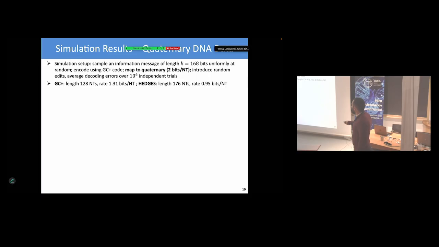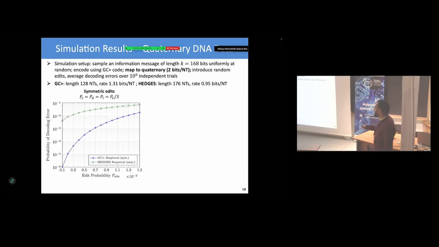I will show you results for the GC plus code, which encodes the 168 bits into 128 nucleotides. So the rate is 1.31 bits per nucleotide. And the results for hedges, which encodes into 176 nucleotides. So it adds more redundancy, and its rate is 0.95 bits per nucleotide.